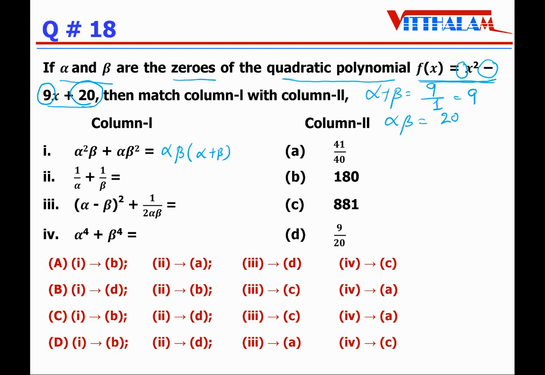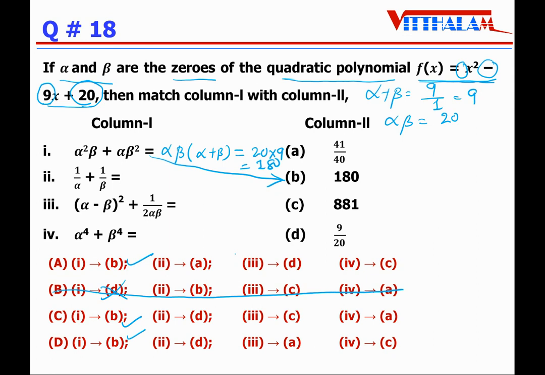Let's put the value here. Alpha into beta is 20 and alpha plus beta equals 9. So 20 into 9, 180. 180 means B. So B is correct. D is out. B is correct. So this option B is out.